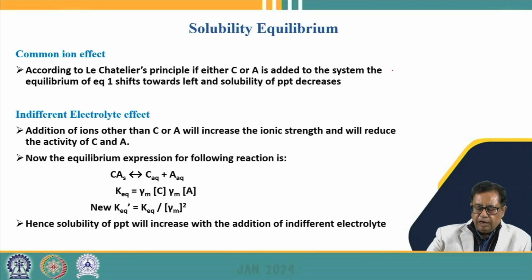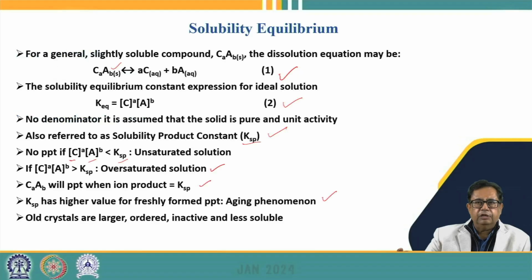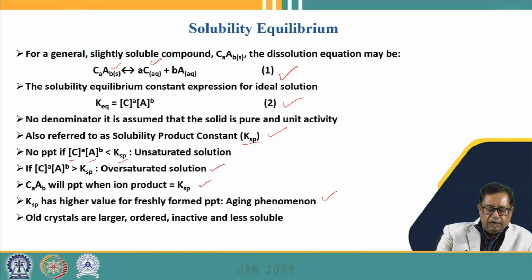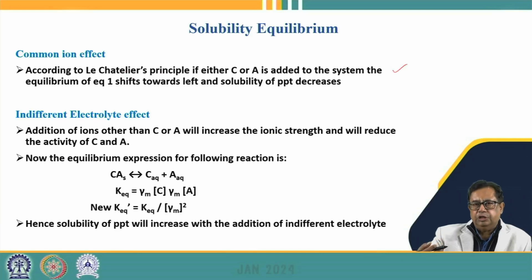Similarly, we can have a common ion effect, which will also affect the solubility equilibrium. For example, according to Le Chatelier's principle, if either C or A is added to the system, looking at equation 1, the equilibrium will shift towards the left side. This means it is shifting more towards the precipitation side, so the solubility of the precipitate decreases. And this effect is known as the common ion effect.